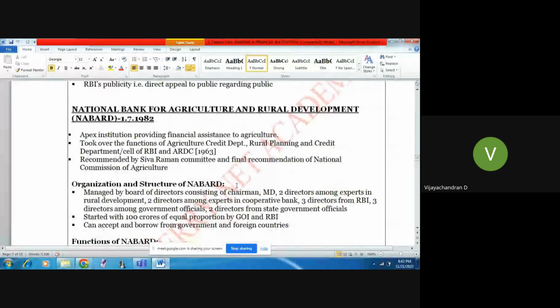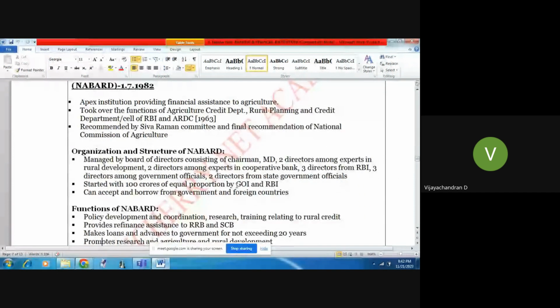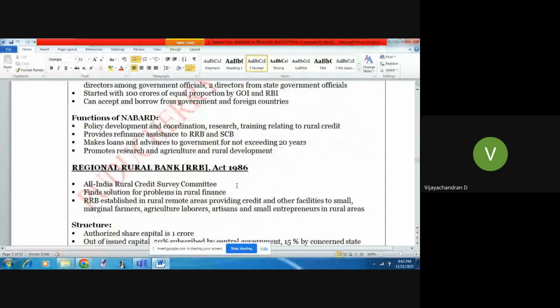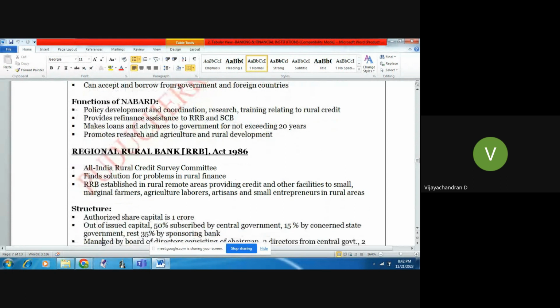NABARD is very, very important. I told you it is the Apex Bank for credit. What are the functions of NABARD? Research, training, and rural credit. It will give loans for the regional rural banks, the banks operating at the district level. And also they promote agriculture research.